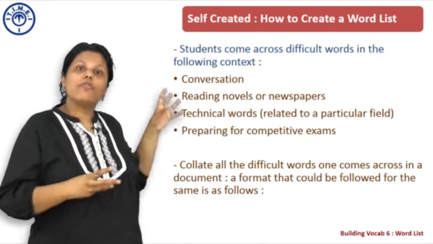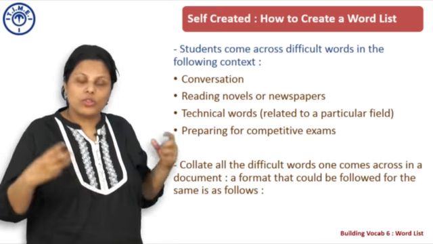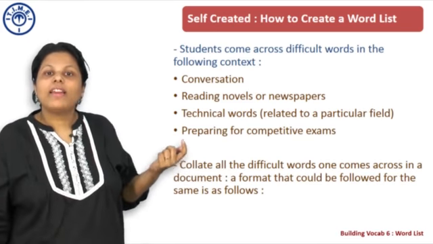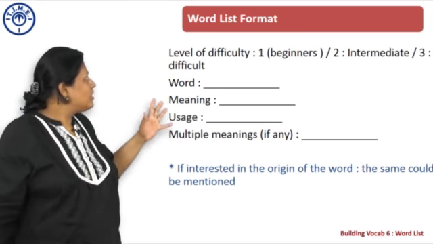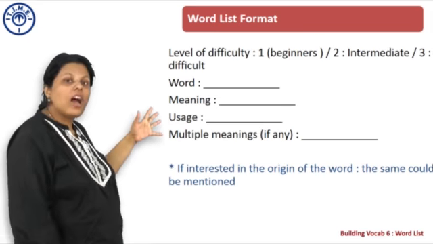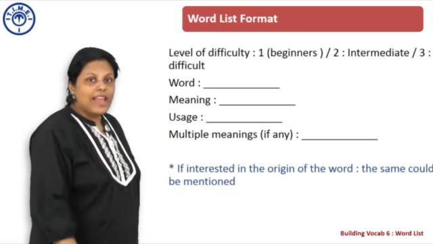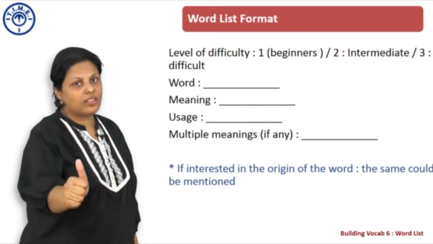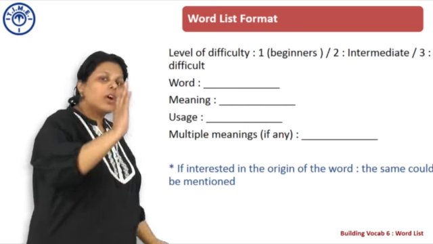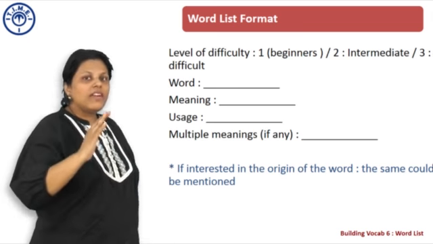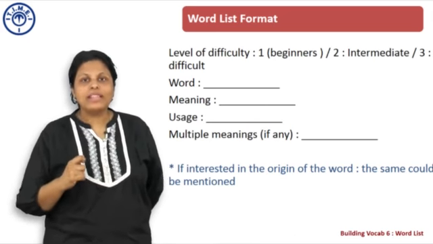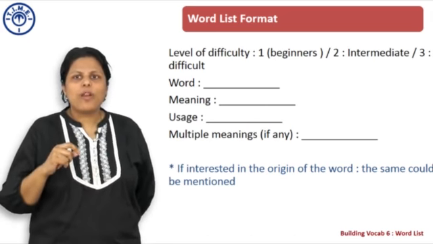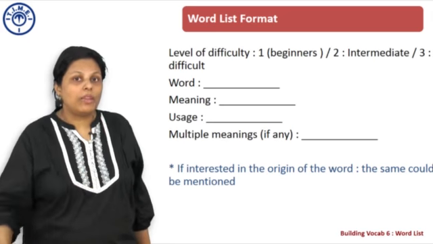Now once I have collated these words to create my word list, I could essentially use some kind of a format. Now this is just a guideline on the basis of which a word list can be created. It's not a hard and fast rule that it has to be created this way, but this is one of the ways of creating it. Divide words into 3 levels: level 1, level 2, level 3. What is a level 1 word? A word which you probably have heard somewhere before, but you don't know the meaning of the word.